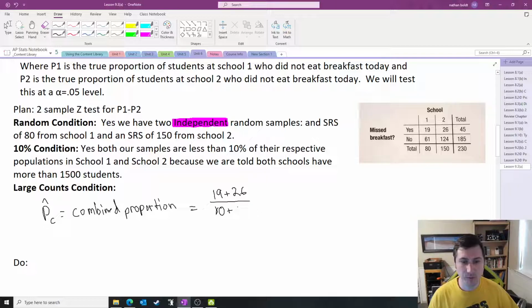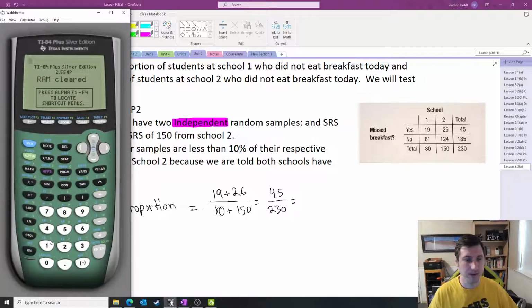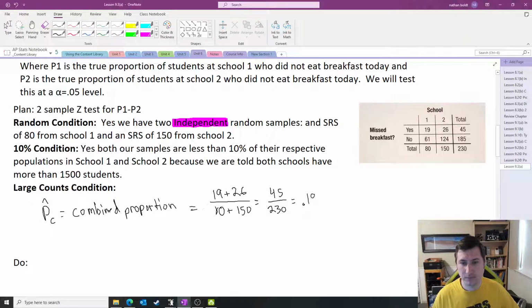80 plus 150, that is my total sample size, right? So in total, we have 19 plus 26, which is 45, out of a total of 230. This is our combined p-hat, which gives us, on calculator, 45 divided by 230, a total combined p-hat of about 0.196. Round that up there. And so this is what we're going to use for our p and q for all the samples.